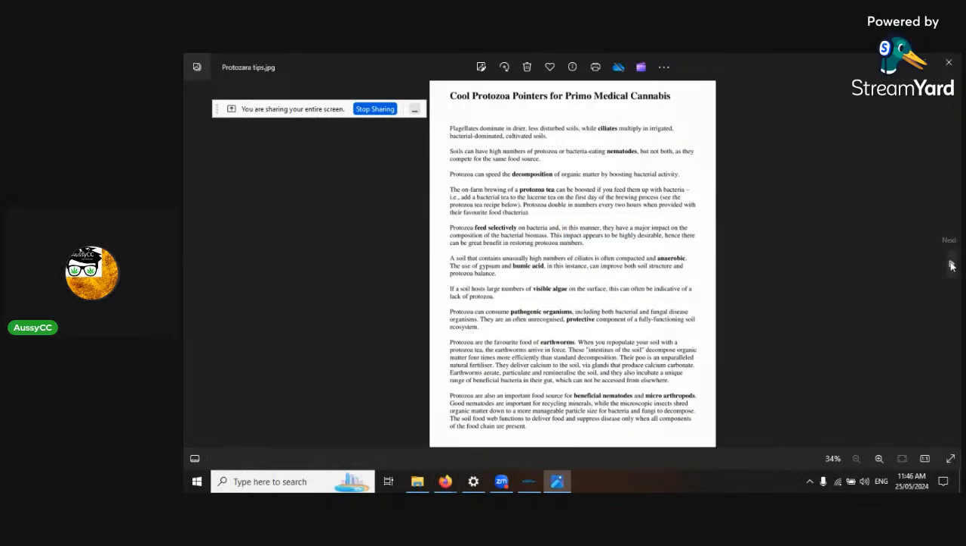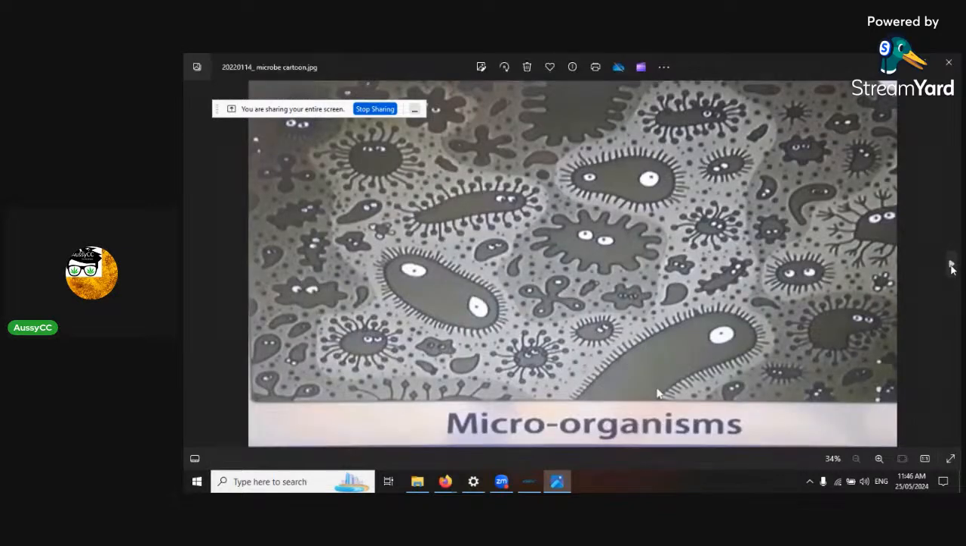Some protozoa, it's how to culture some. For Primo MedCanna. I like that because it's just got the micros. I suppose I should.